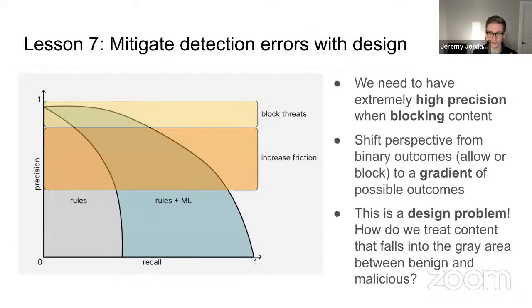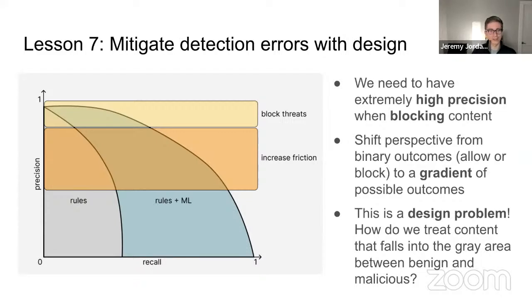The next lesson is a really fun one that I really enjoy thinking about, and it's how we can mitigate detection errors with designed solutions. I mentioned before, when we're building threat detection systems, we want to be able to block the threats, but those blocking parts of the system need to have extremely high precision, so we're not blocking benign content and frustrating users.